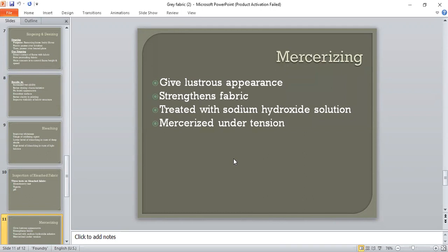Shiny appearance, to give the fabric a shining and smooth appearance. Also, it strengthens the fabric. In mercerizing, it is treated with sodium hydroxide solution and mercerized under tension. Mercerizing can also take place directly on gray fabric or after bleaching.